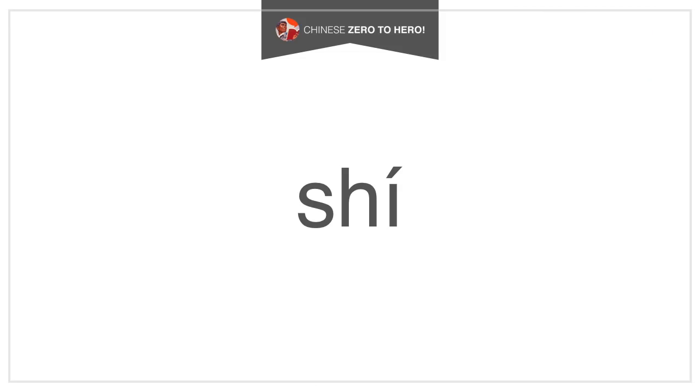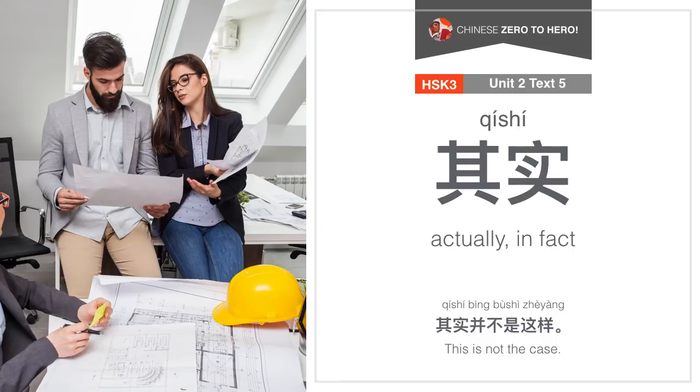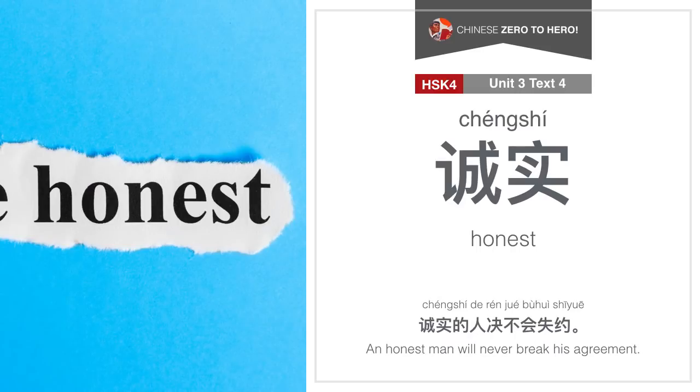Moving on to 实 characters with a second tone. 实, when written like this, means real. In HSK 3, we learned the word 其实 meaning actually or in fact. 其实并不是这样. This is not the case in reality. In HSK 4, we learned the word 诚实 meaning honest. 诚实的人绝对不会失约. An honest man would never break his agreement.